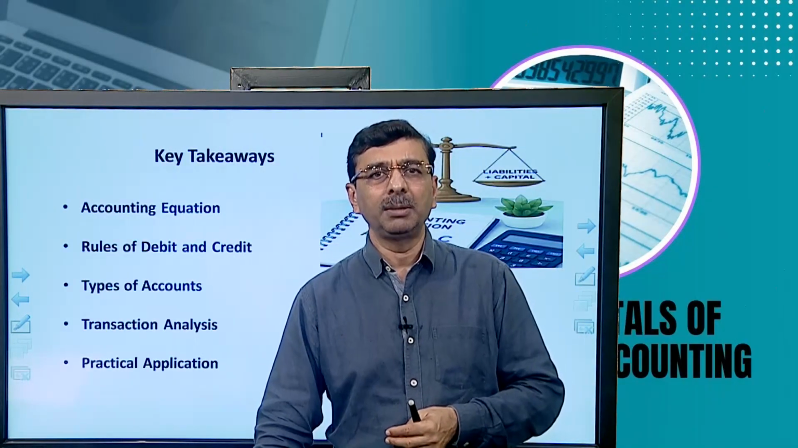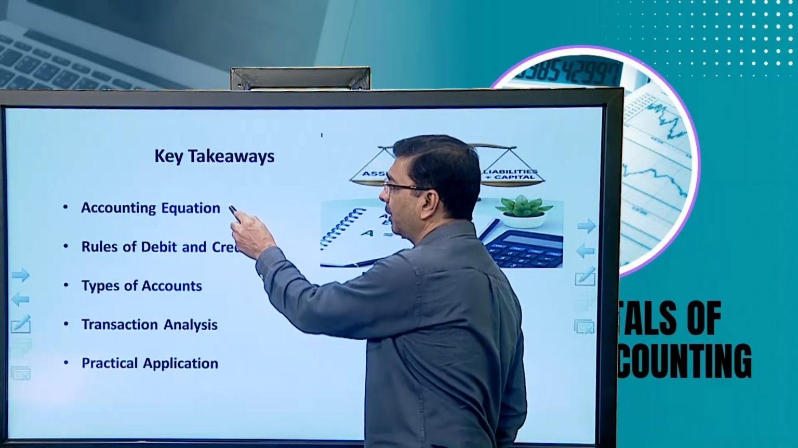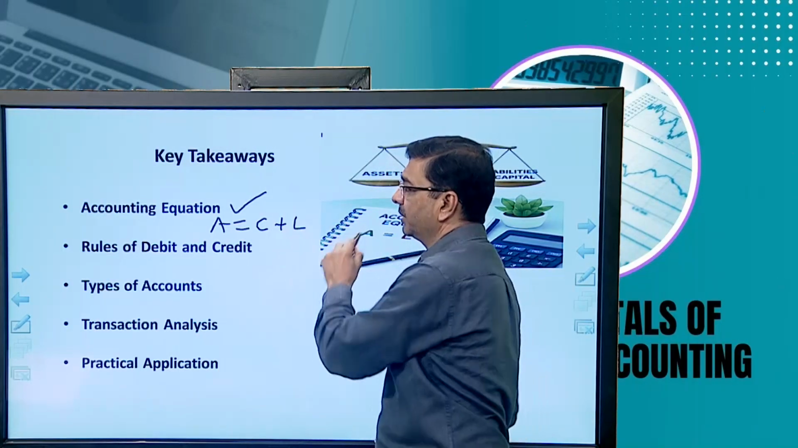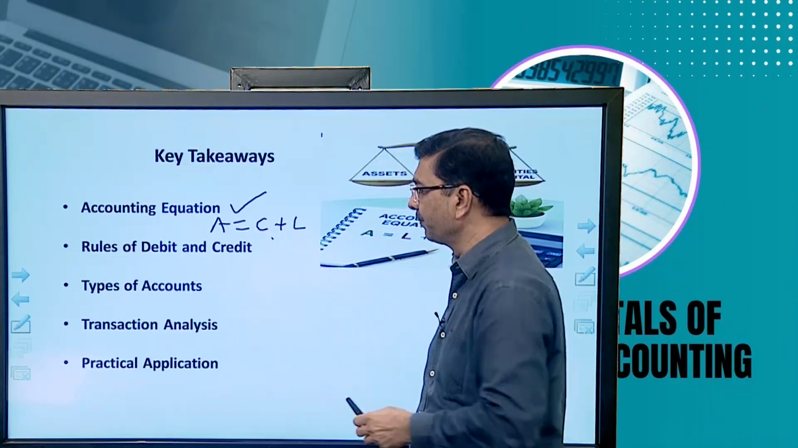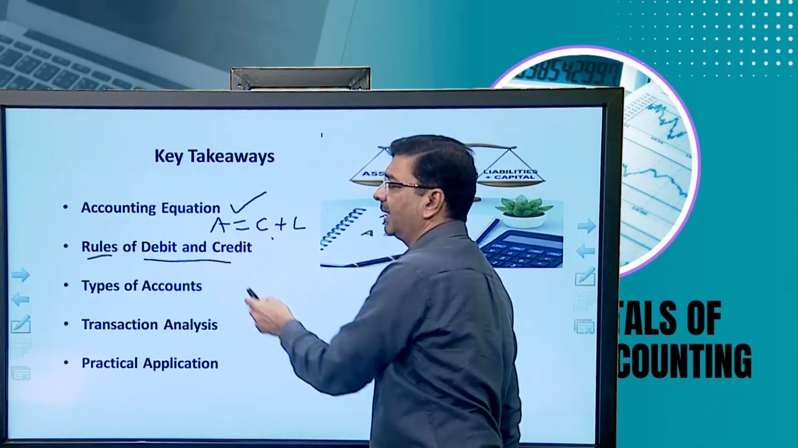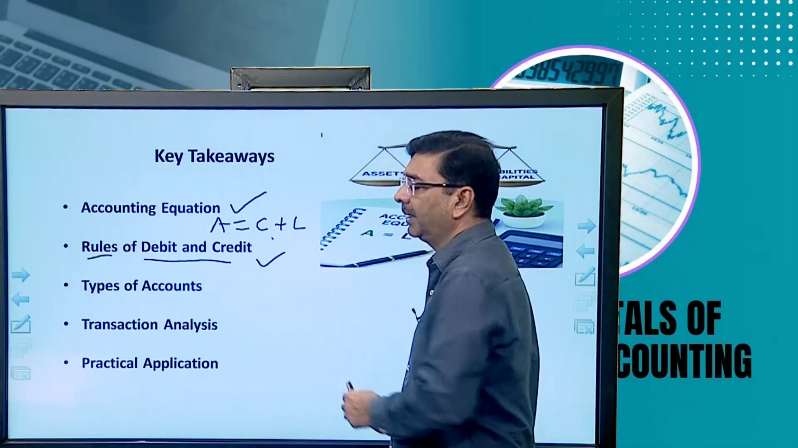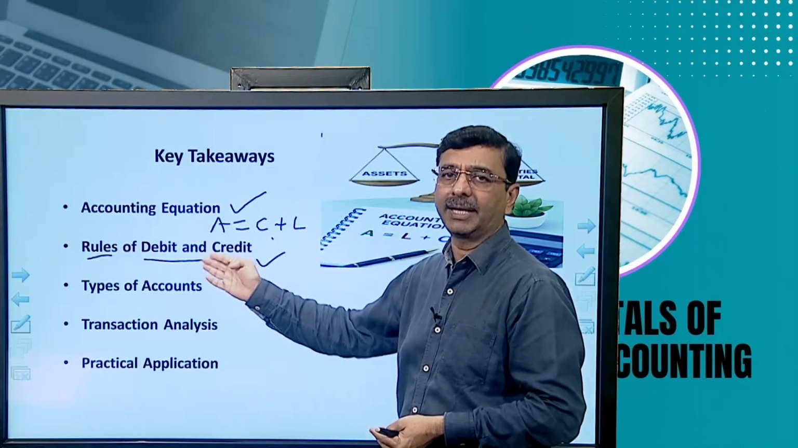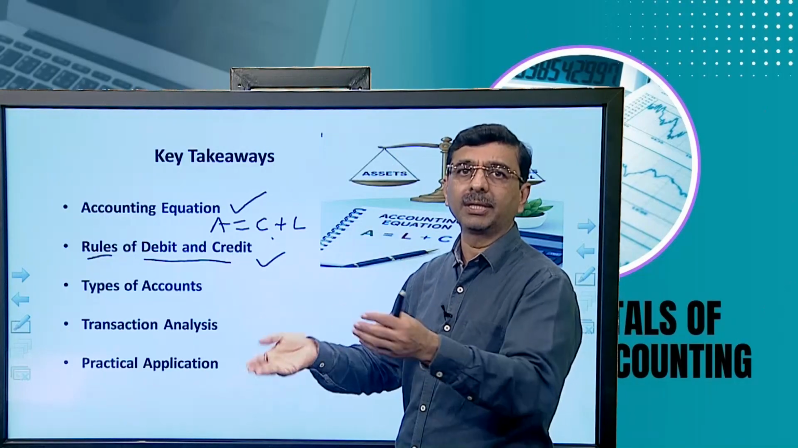So let's begin and see the important topics to be discussed in this unit. First is the accounting equation. As I mentioned, the equation is A is equal to C plus L, where A is assets, equal to capital plus liabilities. Then the rules of debit and credit, which you are already aware of, but will be repeated here just to recall how these rules are applied on the three different accounts: personal, real and nominal.